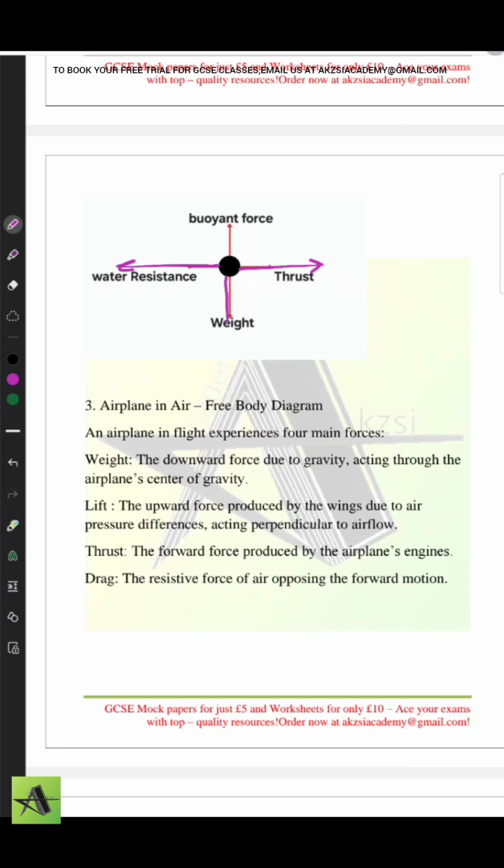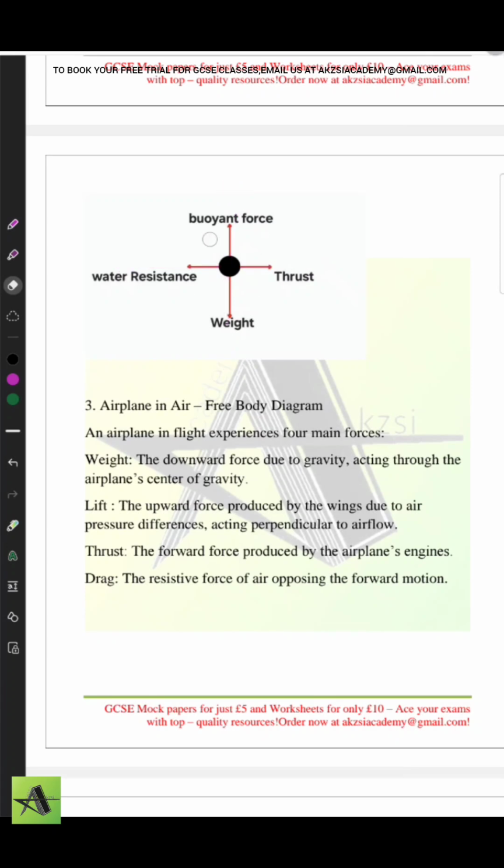Downward is always the weight, but don't draw a normal reaction force, because that is between two solid surfaces, and water and the submarine are not both solid, water is liquid. So the upward force in this case will be a buoyant force. Buoyancy is the upward force given by the liquid.